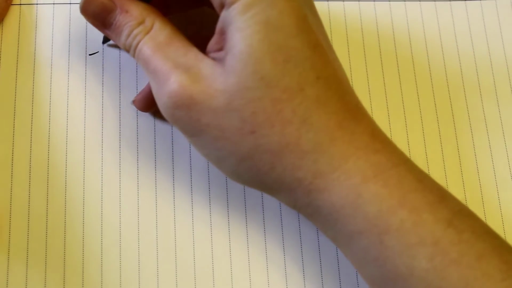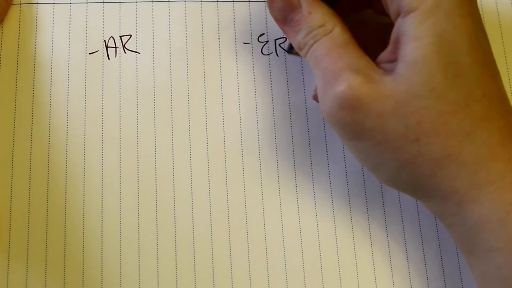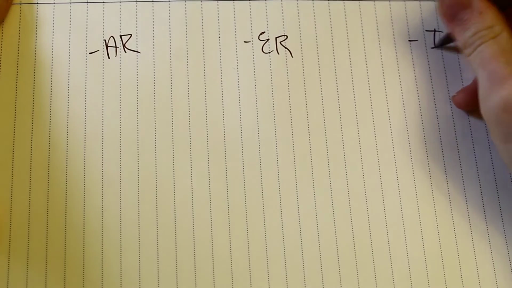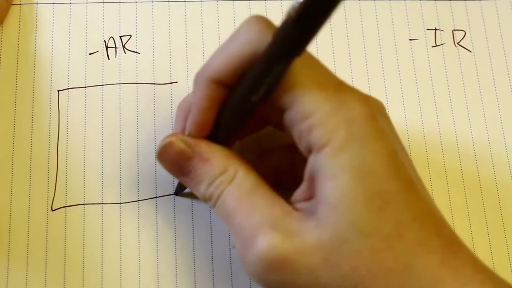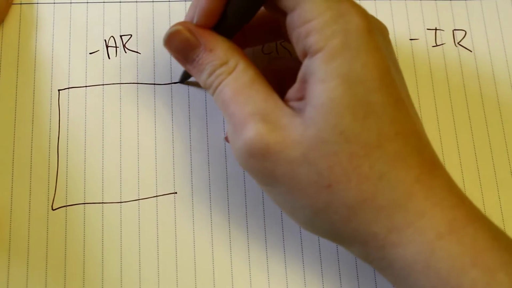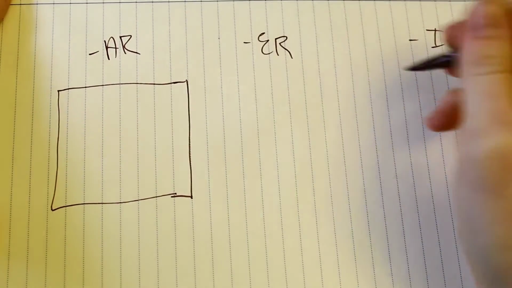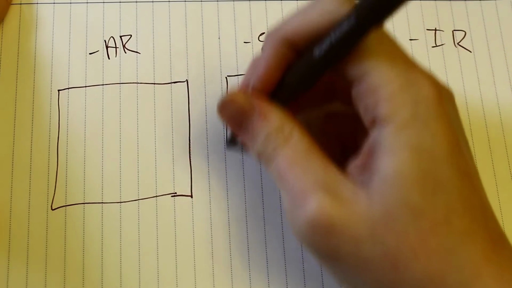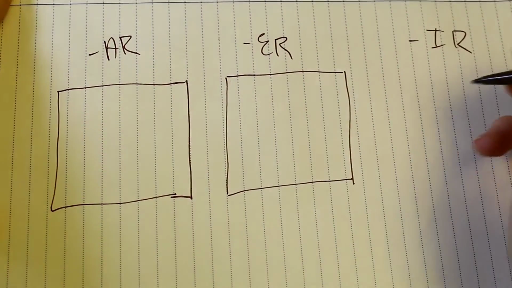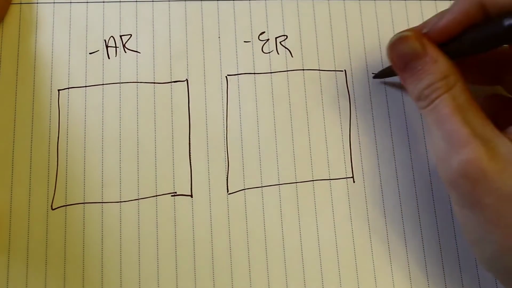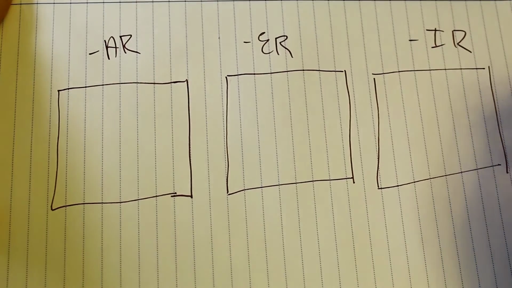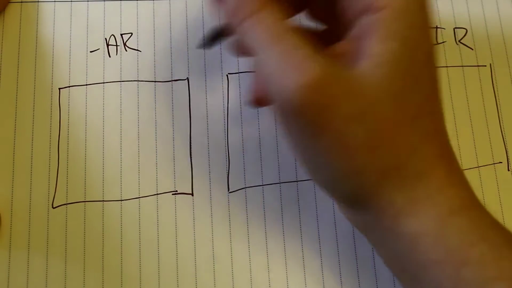All right, so we've got our AR verbs, our ER verbs, and our IR verbs. We're going to draw our old familiar box for each of these, making it big enough that you can see it on the video. Looks good. ER and IR. All right, awesome.